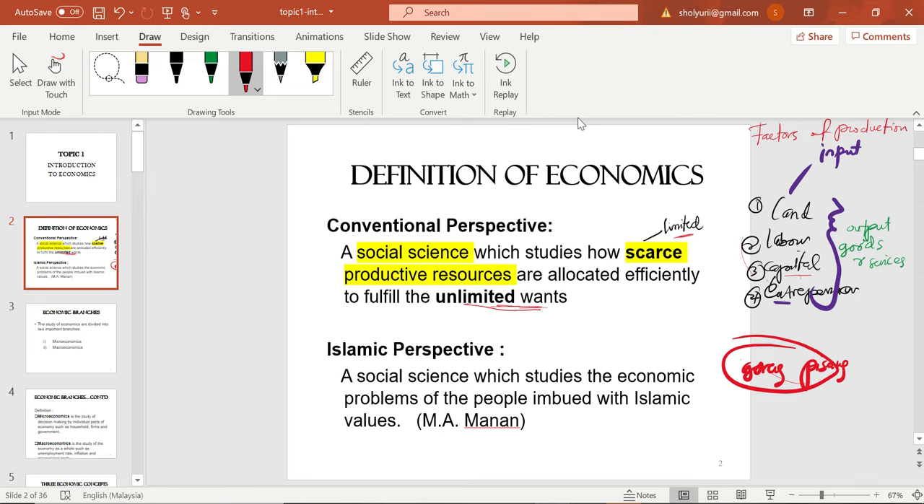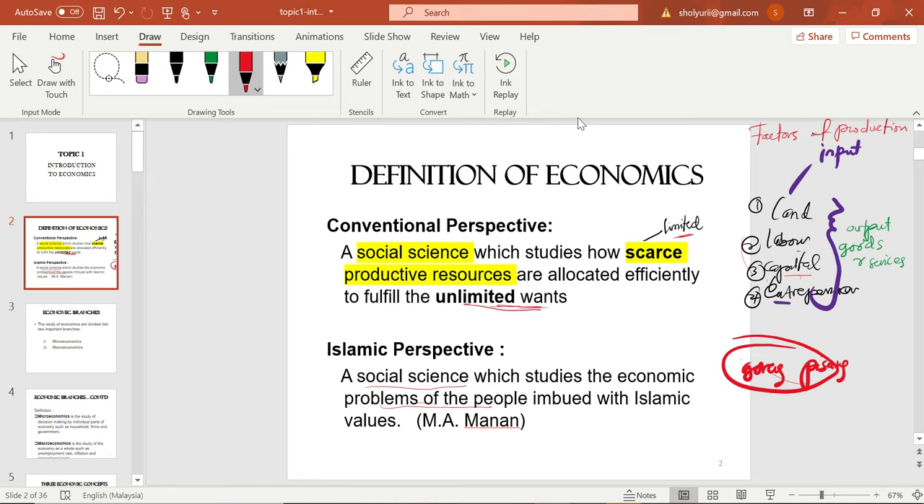Alright, the second one is from the Islamic perspective. Okay, kita tengok tadi daripada conventional perspective. Now from the Islamic perspective. A social science, sama juga. Okay, a science that study about human behavior, which studies the economic problems of the people. Okay, so Islam acknowledge that people has economic problem, but we must solve it with the imbued with Islamic values. Maksudnya masukkan sekali Islamic values, meaning that the religion and economy cannot be separated.